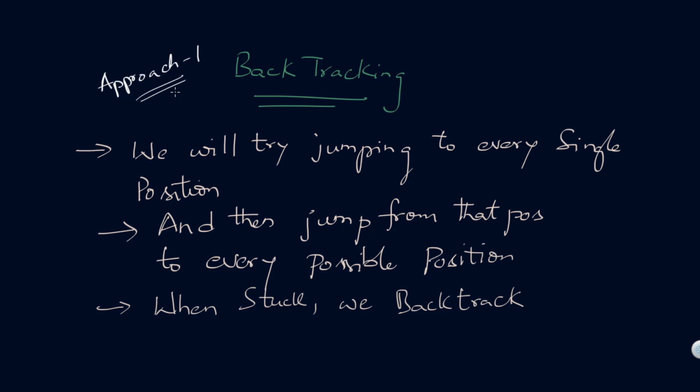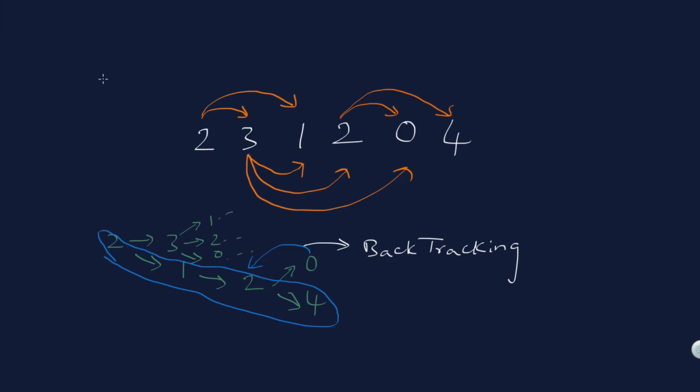If we think about the approach to this problem, the easiest way we can think of is jumping to every possible single position and jumping from that position to every possible position. If we are stuck, then we backtrack using recursion. This is the basic simple approach we can follow to tackle this problem. Let us explain this approach.